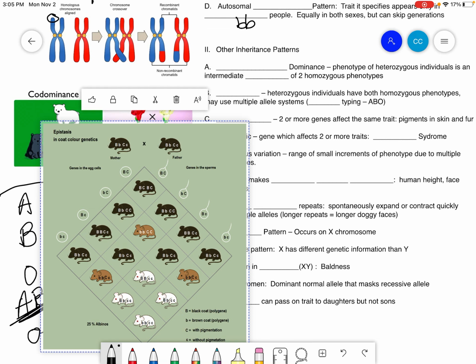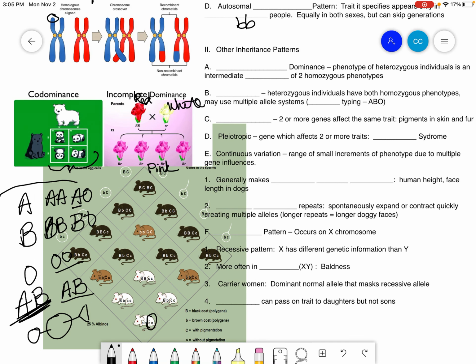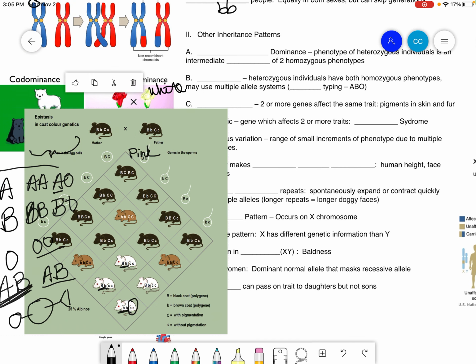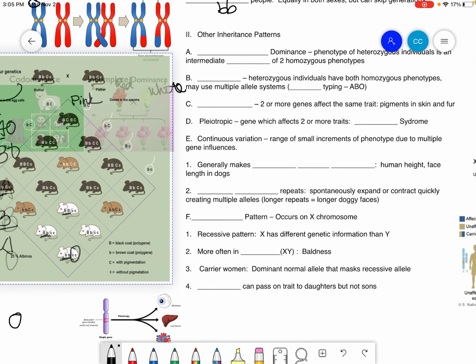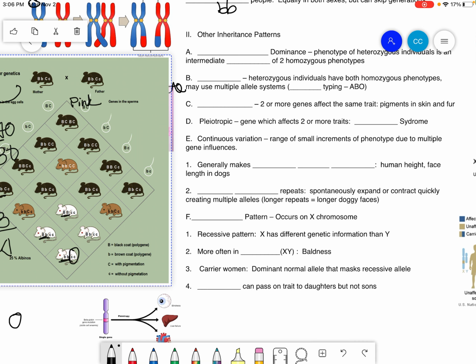In the ones that are brown, you have lowercase b's and capital C's. And the ones that are white, however, all you need is two little c's, and you can have two little b's or two big B's or be heterozygous for B. But as long as you have two little c's, you're going to be without pigmentation. You're going to be an albino mouse. So that's kind of unique to the mouse world that isn't in other things. But the idea, in this epistasis pattern, is multiple genes will affect the same thing. In this case, we have two genes affecting coat color.